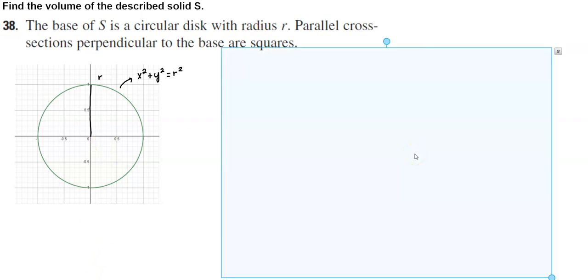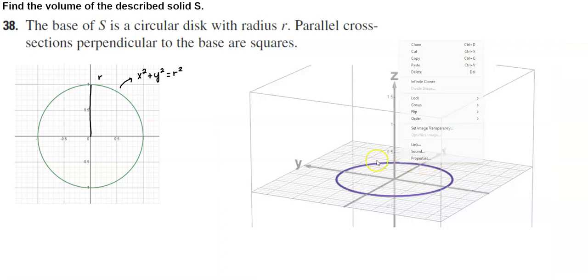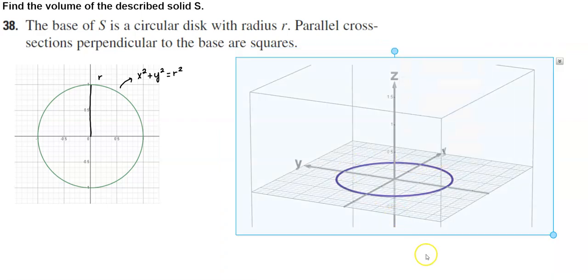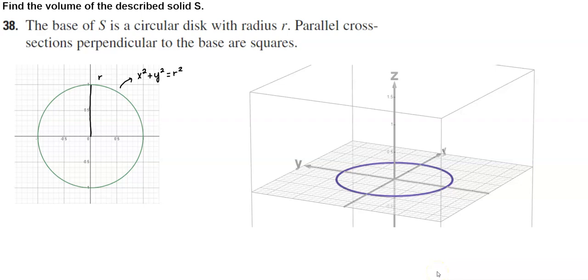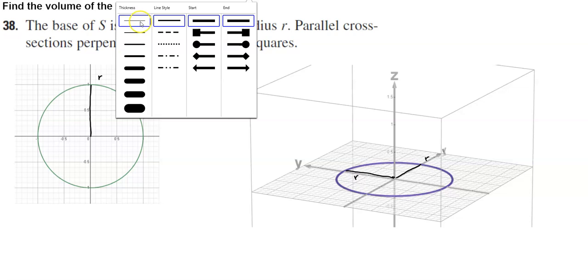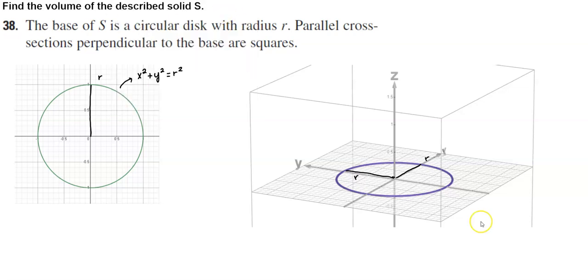So let's take a look at this in a three-dimensional situation. Here is our circular section, okay? And you can see here that we have a radius here, and then also a radius here. So therefore, there's the radius. Now it's telling us that its parallel cross sections perpendicular to the base are squares. So let's identify what that cross section looks like with the squares.